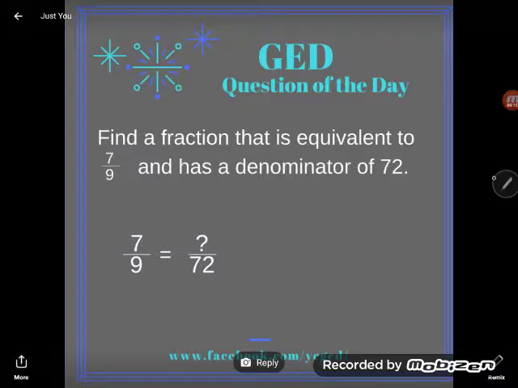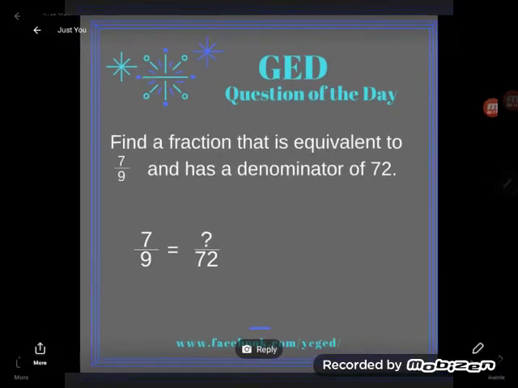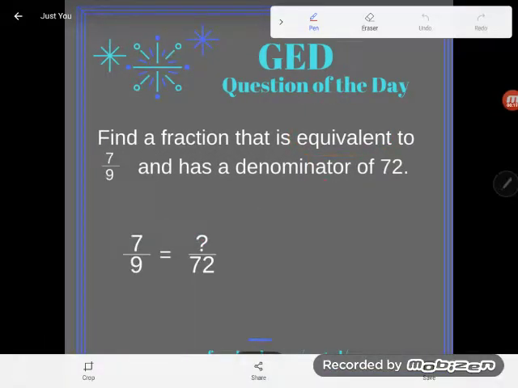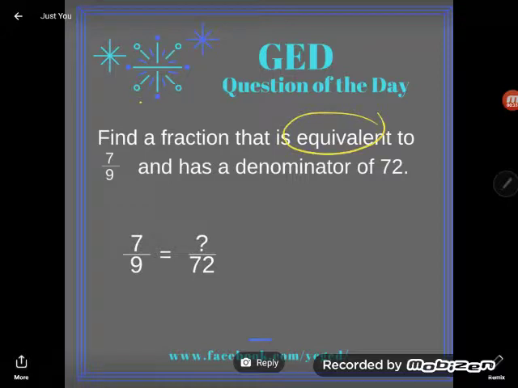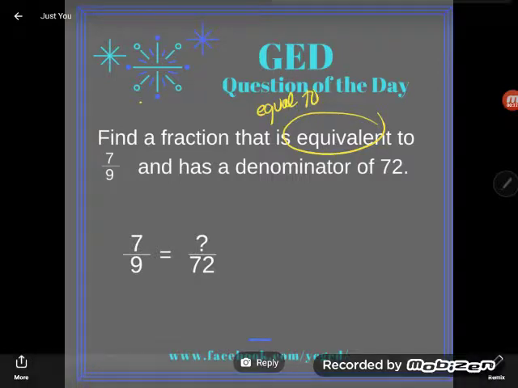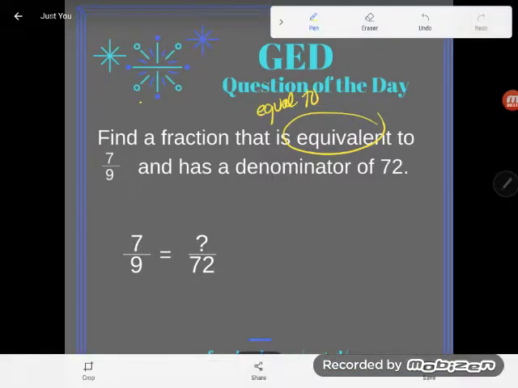Okay, let's break down these instructions. First of all, you have just got to understand the word equivalent. That's a math vocab word that we can't get away without knowing. Equivalent means equal to. So I want to find a fraction that's equal to 7/9 and has a denominator of 72.